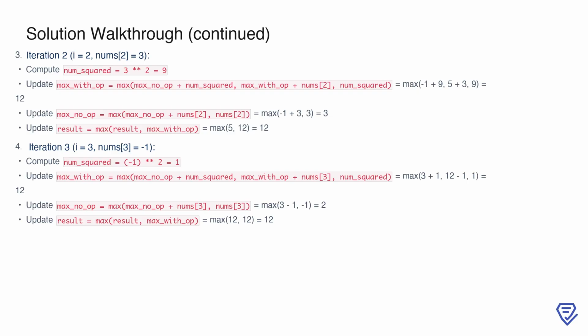The max_no_op is updated to the maximum of adding nums[3] to the previous max_no_op, or just nums[3], resulting in a value of 2.